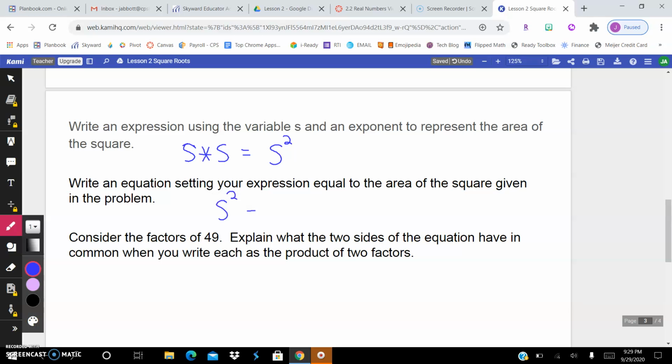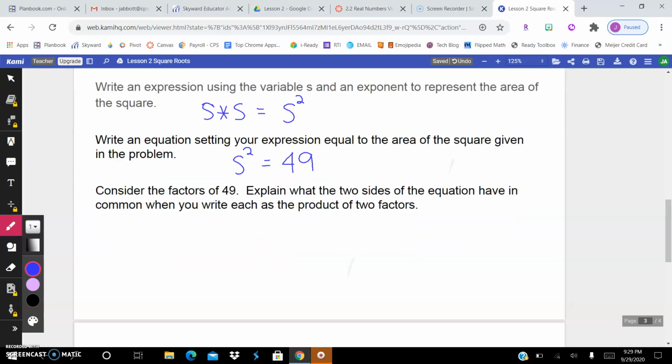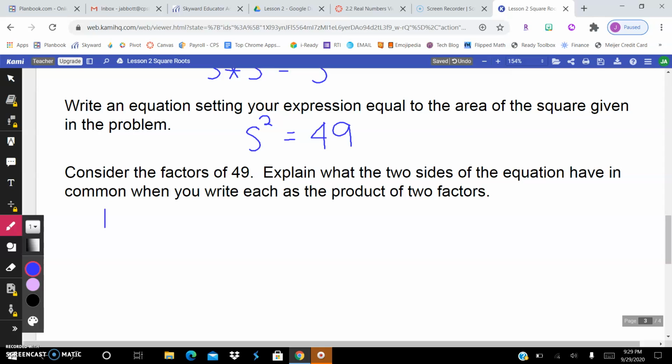Okay. Write an equation setting your expression equal to the area of the given problem. So s squared equals 49. They told us the area was 49 back at that first slide. And then we need to consider the factors of 49. So factors of 49, we could have 1 times 49, and we can have 7 times 7.